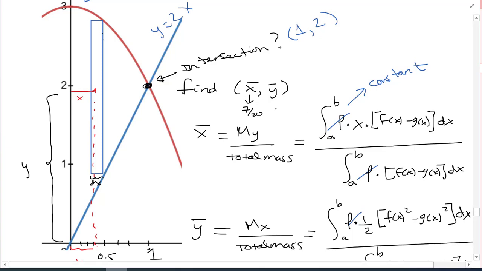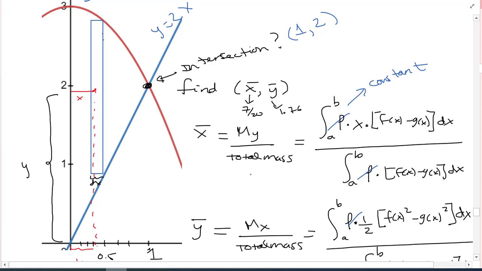So now we know that this is 1.76. So our center of mass, now you can put it in there. So 7/20 and 1.76. And what did we say that was? 0.35 and 1.76, and so that makes sense. That is within our region, and so that makes sense.